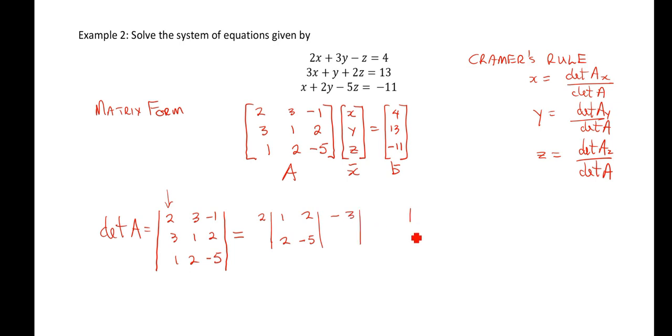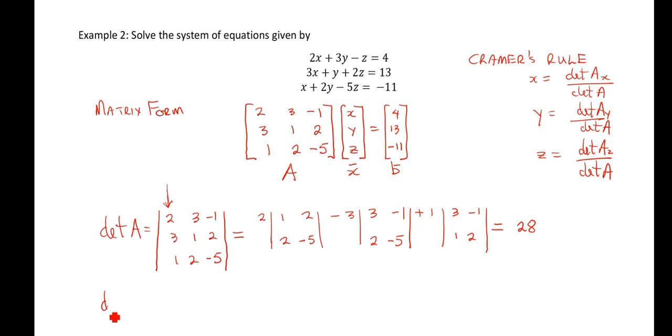The 3, what's the minor of 3? Block out the row and column: 3, minus 1, 2, minus 5. Then plus, minus, plus. You know what I'm doing? I'm looking at the vertical place signs, plus, minus, plus. So that will be a plus. What's the value? It's 1. And what's the minor? Block out the row, block out the column: 3, minus 1, 1, 2. I would like you to verify that. I get an answer of 28. So there's my determinant of A.